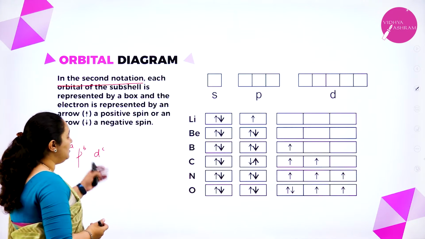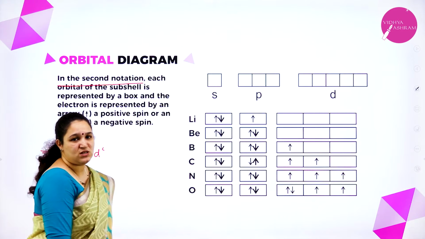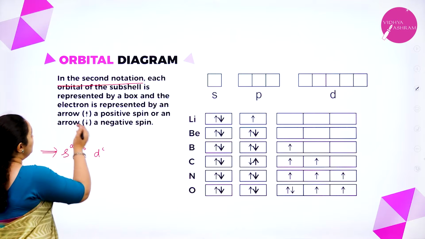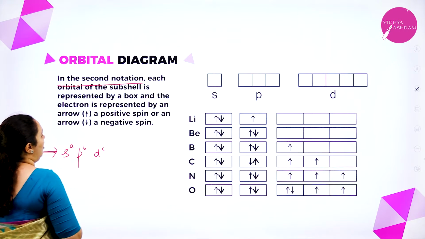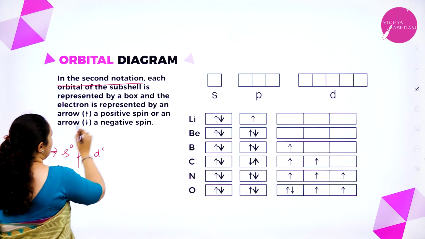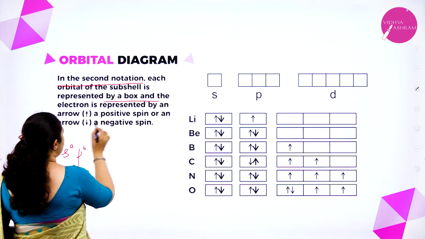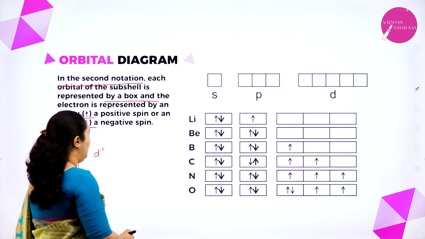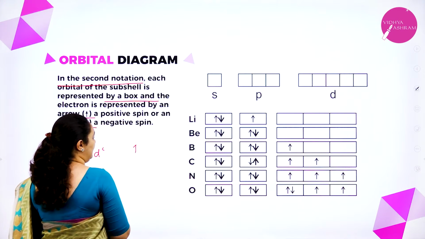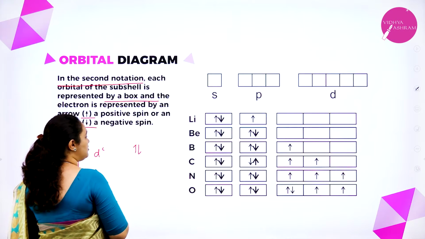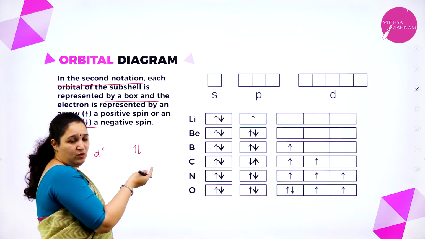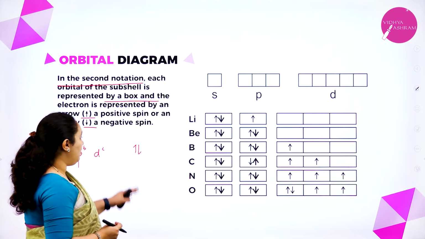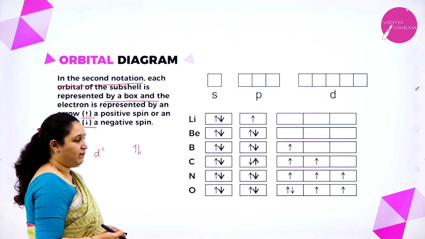The other way is to write in the orbital boxes. This is also called a box diagram. Here each orbital of a subshell is represented by a box and the electron is represented with an arrow. 2 electrons in every orbital. One arrow tells us it's 1 electron. 2 arrows with opposite spin have to be shown. That time it is the other electron. One has got plus half, one has got minus half value.